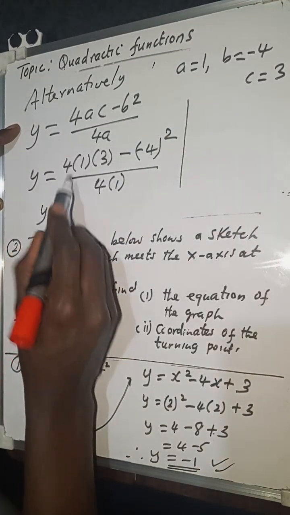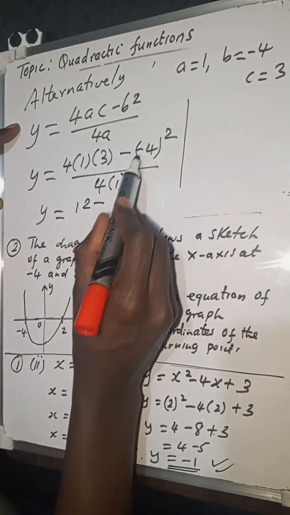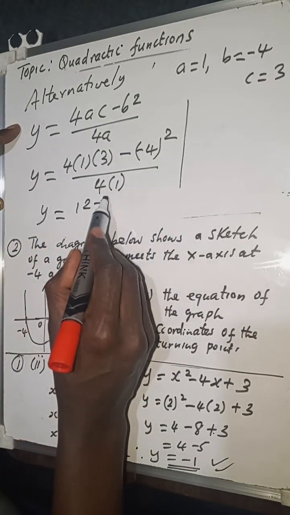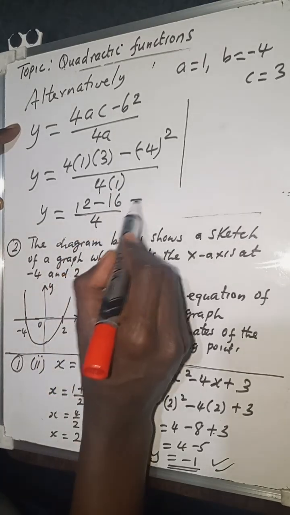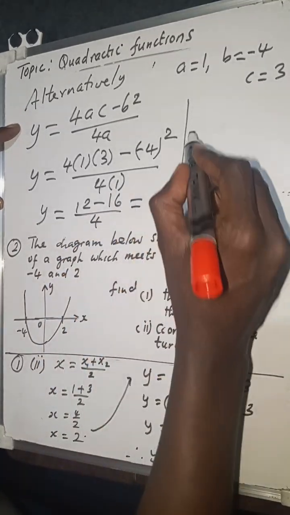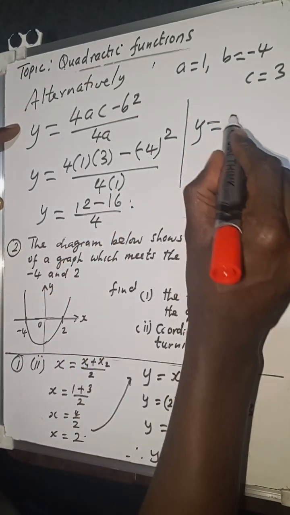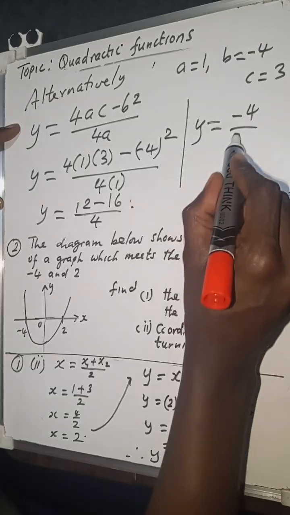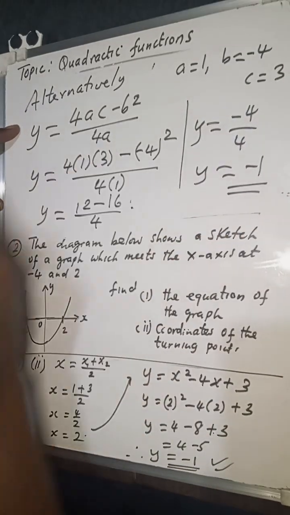So it will be y is equal to 4 times 1 times 3 will give you a 12, minus negative 4 raised to the power 2 gives me a positive 16, over 4 times 1, which is 4. So what will that give you? Okay, let me just write it this side. It will be 12 minus 16 is negative 4, divided by 4. So therefore y is equal to negative 1. And that's why I gave you that.